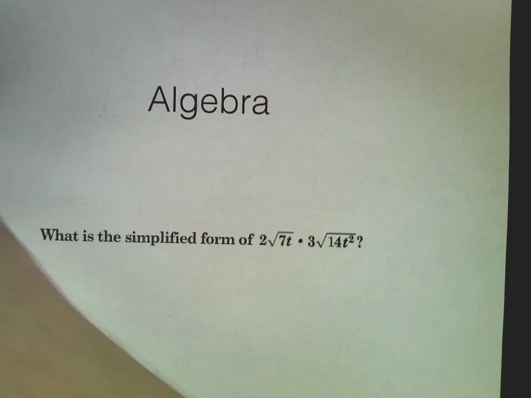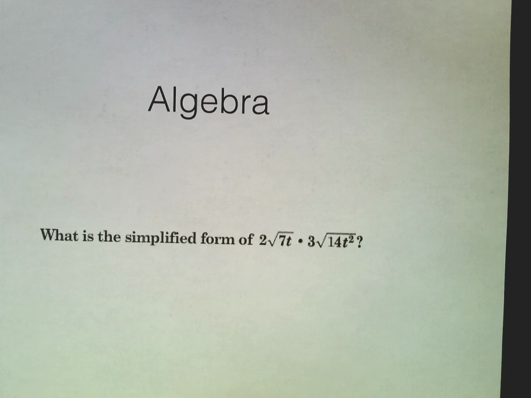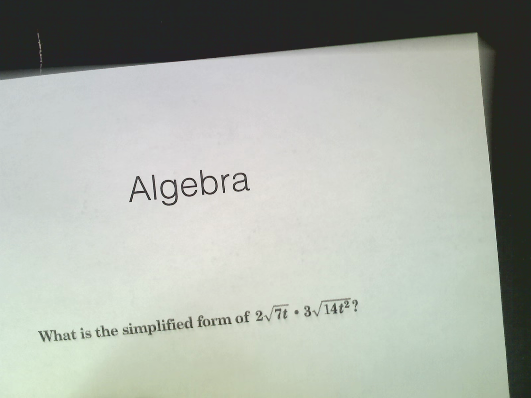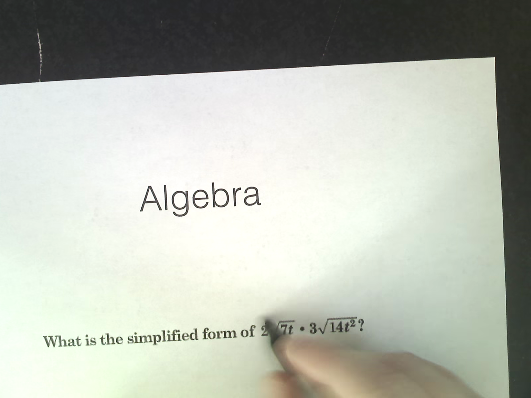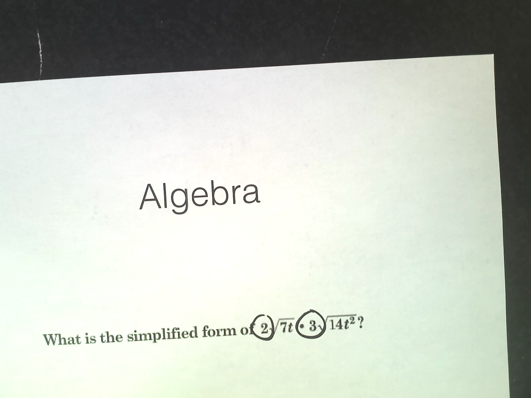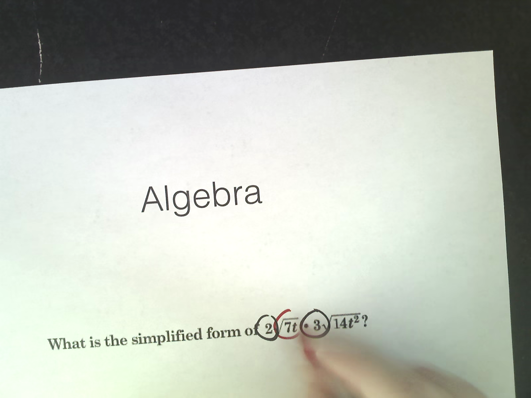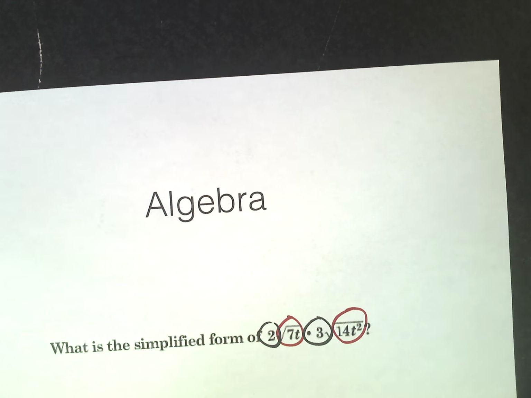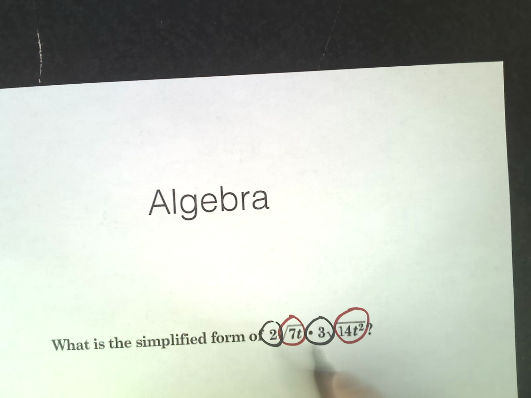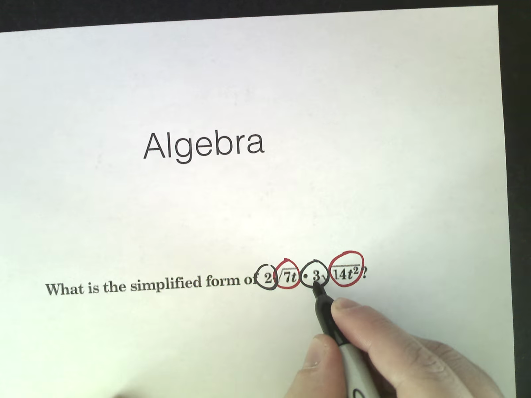Now this problem is kind of a twofold thing. First thing we've got to do is multiply these together. We're going to multiply the numbers on the outside, and we're going to multiply the numbers on the inside. Simple enough. The numbers on the outside, 2 times 3. Well, 2 times 3 is 6.